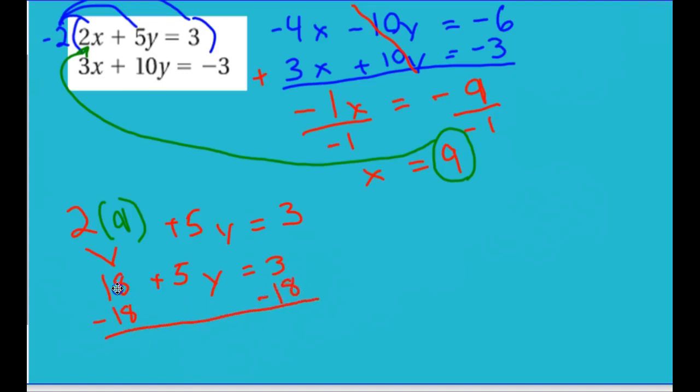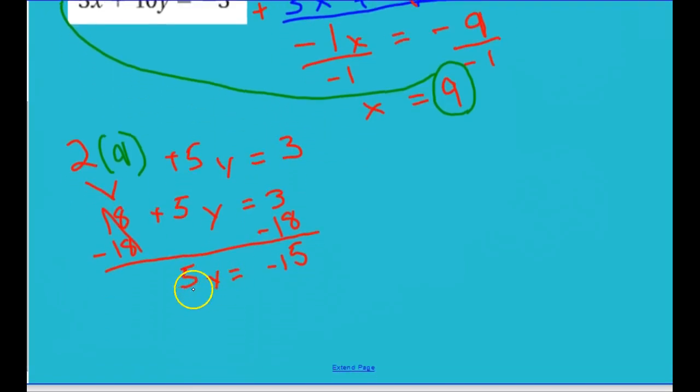because we're working to get y by itself. 3 minus 18 is negative 15. 5y equals negative 15. To get y by itself, we divide by 5. Y then equals negative 15 divided by 5. One negative, so our answer is going to be negative 3. So our solution then, our x comes first, so 9 and negative 3.